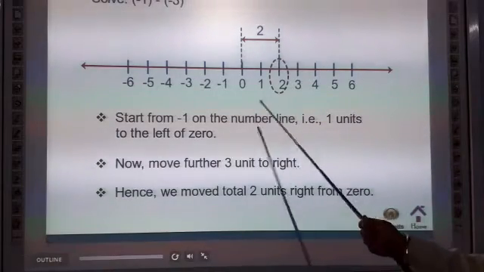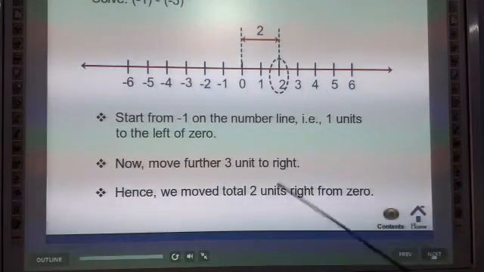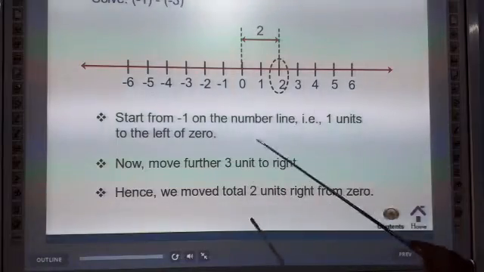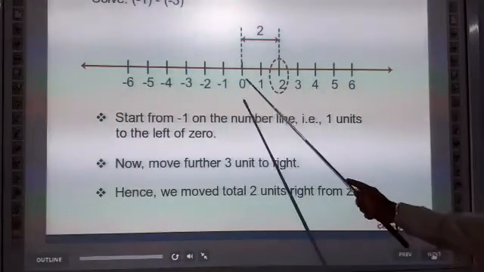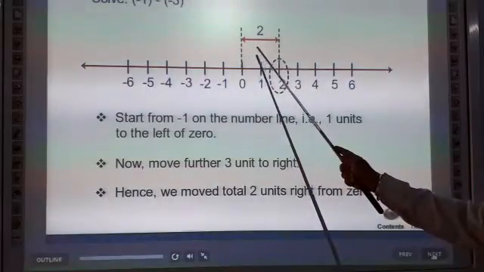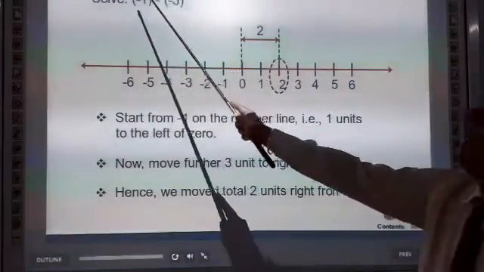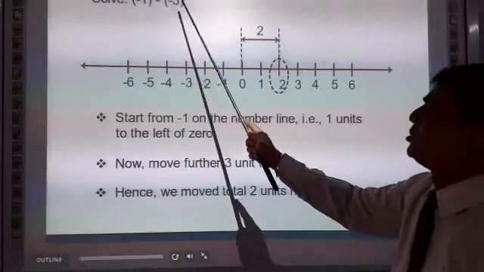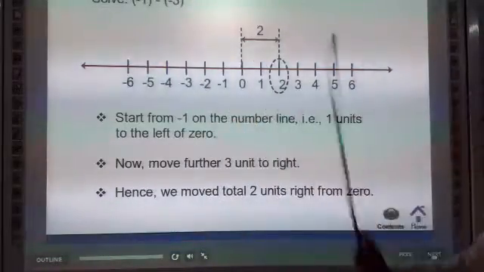Okay, show the number line. 2 units right from 0: 1 and 2. So the integer is plus 2. Minus 1 minus minus 3 is minus 1 plus 3, and 3 minus 1 is equal to 2.